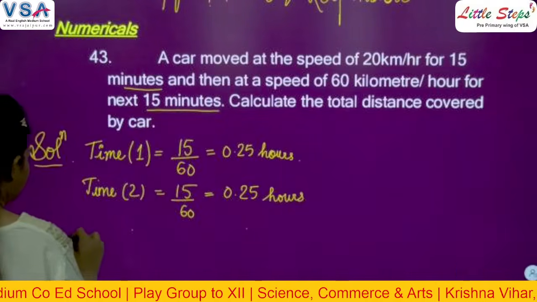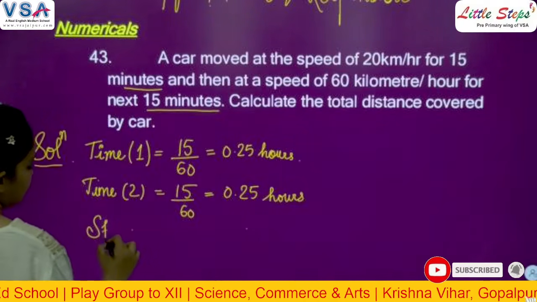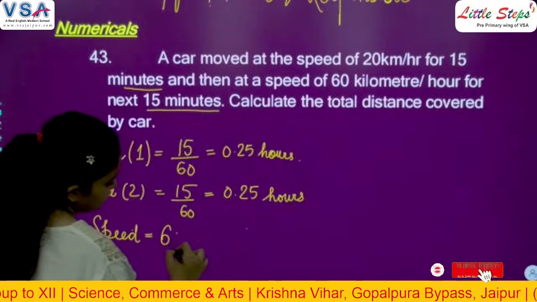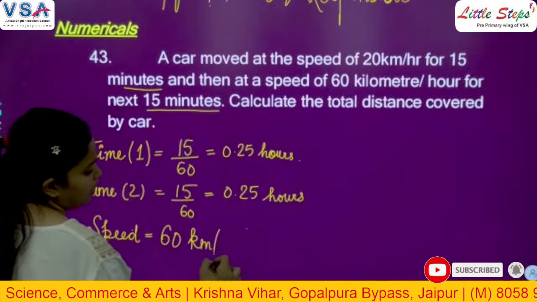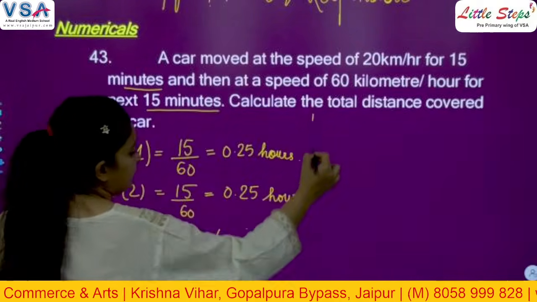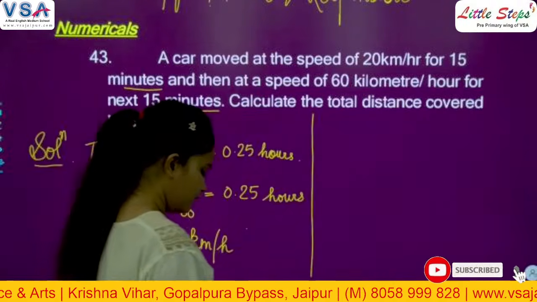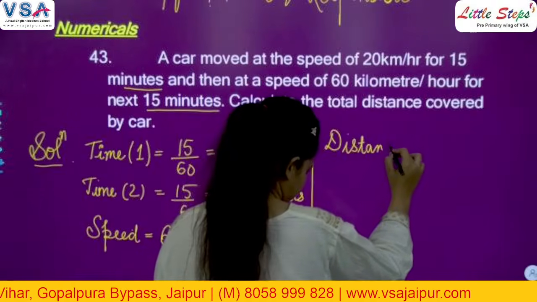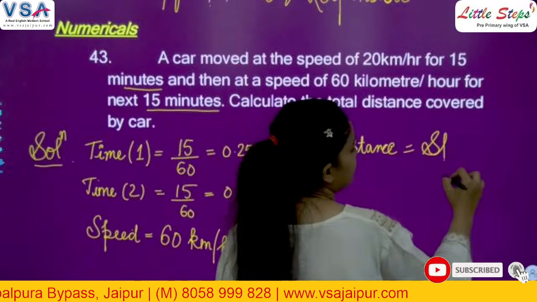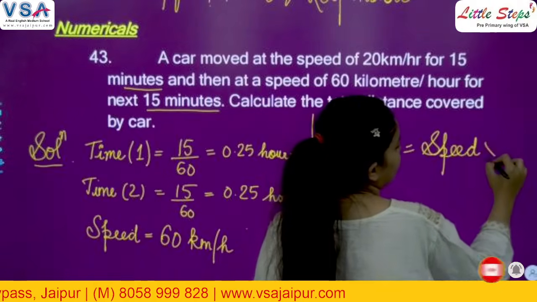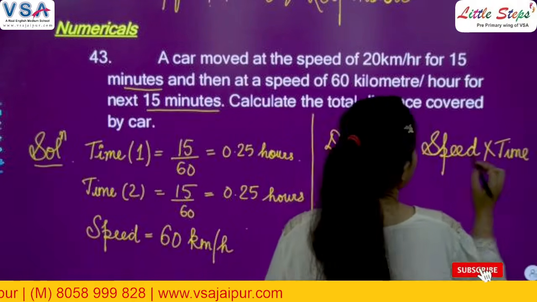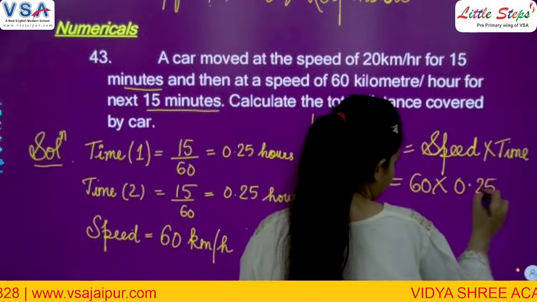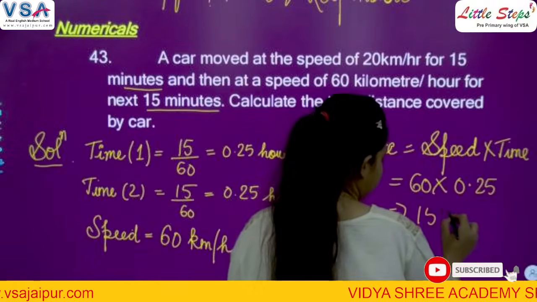Then we need to find out distance. Before that, we have speed. What is the speed given in the question? We have 60 km per hour. Okay. Now we need to calculate the distance. Distance is equal to speed into time. The speed is 60 km per hour into time 0.25 hours, and what we have? 15 kilometers.